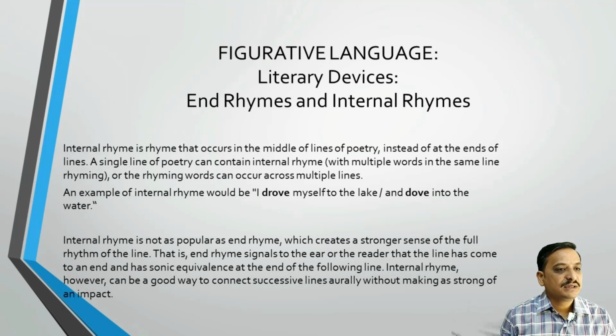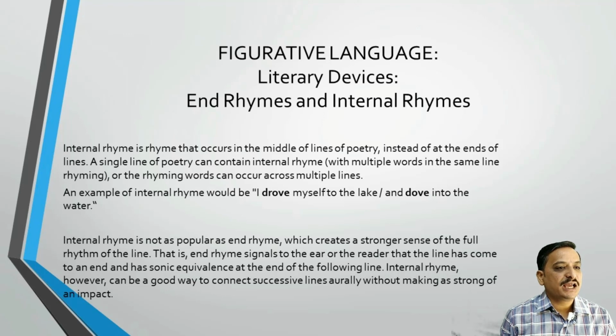Internal rhyme is a rhyme that occurs in the middle of lines of poetry, instead of at the ends of lines. A single line of poetry can contain several internal rhymes with multiple words in the same line rhyming, or the rhyming words can occur across multiple lines. An example of an internal rhyme would be "I drove myself to the lake and dove into the water." Here, drove and dove are internal rhymes.